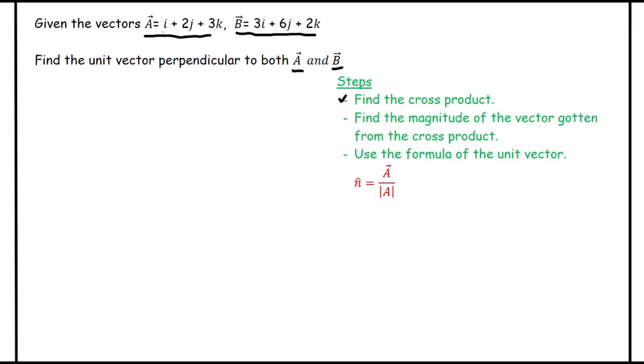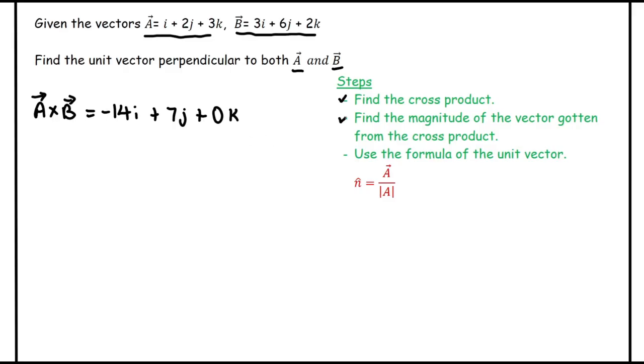Now, for these two vectors, we had found the cross product in the previous video, the video that's showing on the screen. So if you'd like to see how to find the cross product, you can go ahead and watch the video. But the cross product we had gotten from the previous video was negative 14i plus 7j plus 0k.